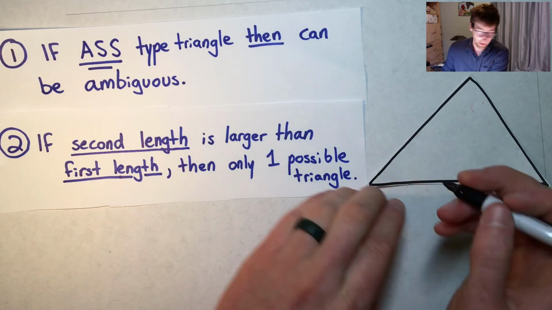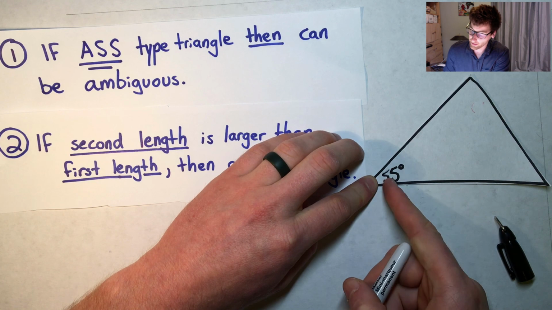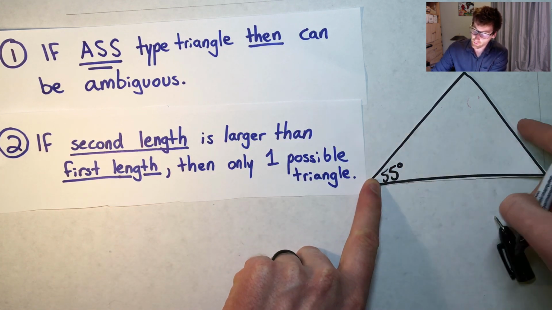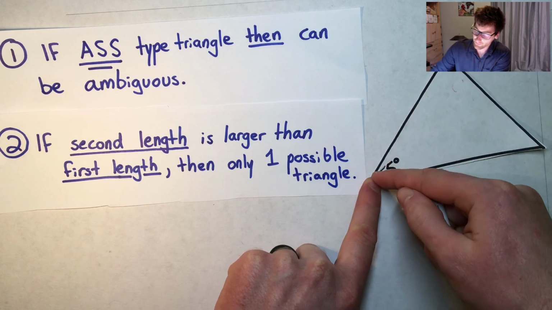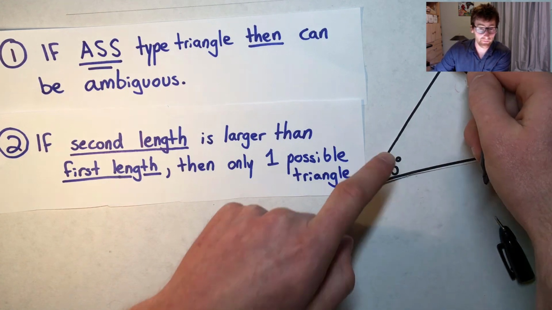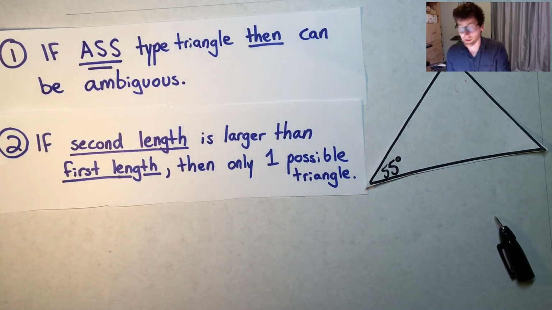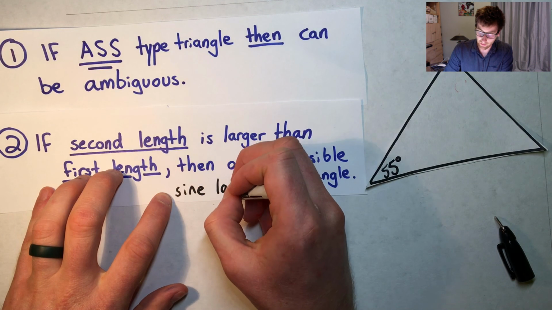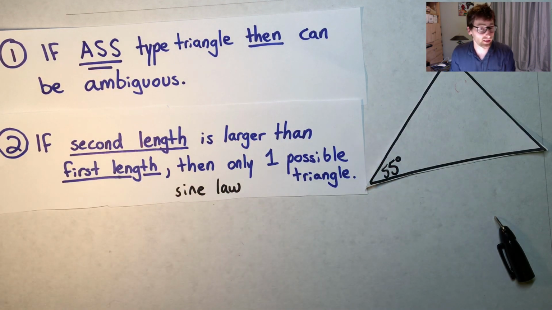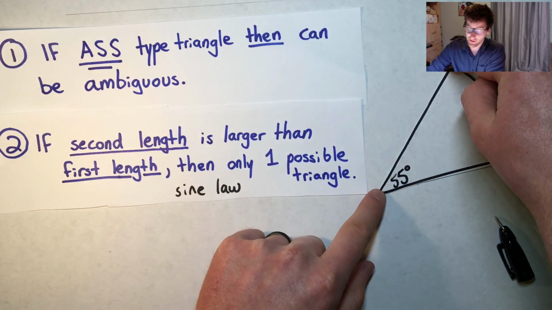Number 2. If, say, you have an angle here, and the second length is larger than this one here, you know it's just going to be one triangle, and you know you're going to be able to solve it using just sine law. So just use sine law, and whatever you get is the triangle, because there's only going to be one. That's if this length is longer than this one.